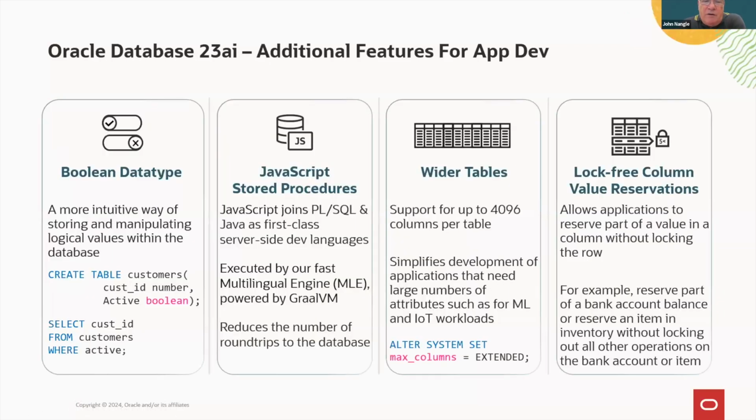We also have things like a Boolean data type at last. We have JavaScript stored procedures in the database, which is, if you want to develop things in JavaScript, having it in the database reduces the round trips from the client to the server, etc. So no context switching. We have wide tables with up to 4,096 columns if you want to do machine learning type applications and you need a lot of measures. And we have lock-free column reservations.